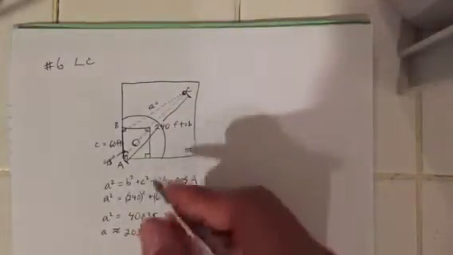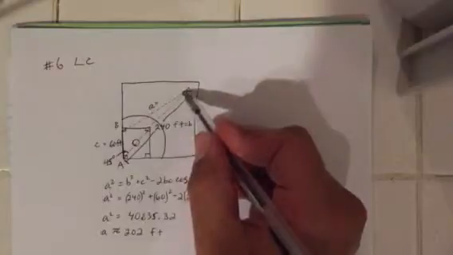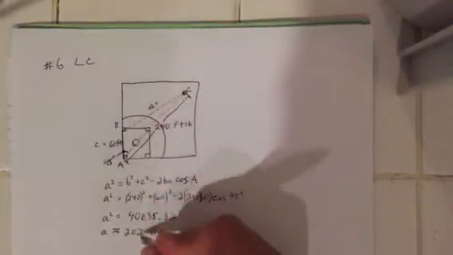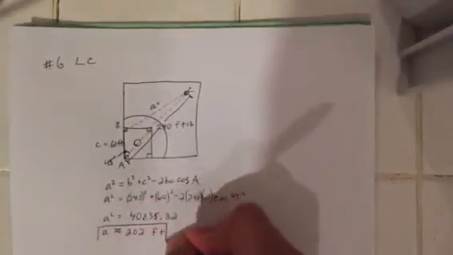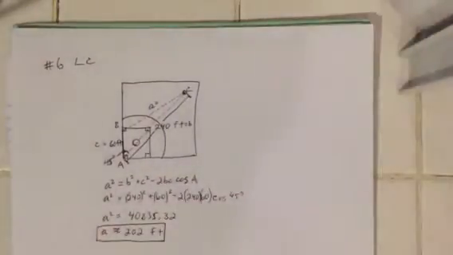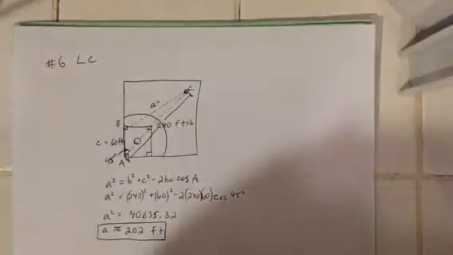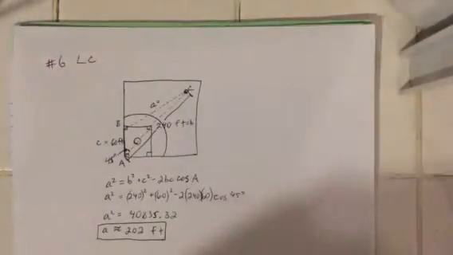Okay, so the distance between the midfielder and third base was about 202 feet, so that's how far he threw the ball. This is our answer right here. All right, now we're gonna move on to problem number 7.